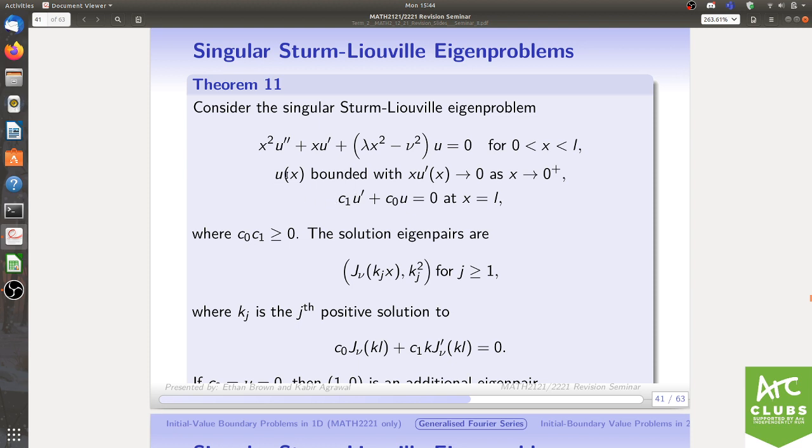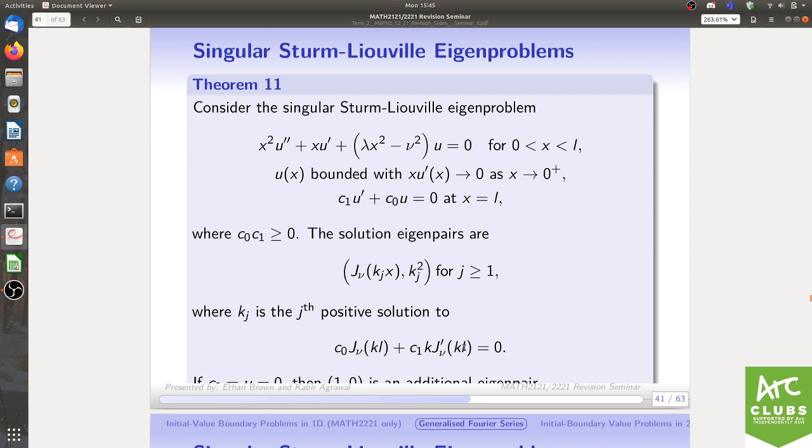And what we can do is, if we suppose that u of x is bounded as x approaches 0, and x u dash is bounded as x approaches 0, with this extra boundary condition, then now we have two sets of boundary values. u of x is finite, and x u dash is also finite, as well as at x equals L, we have 0. Alright, so if we also have c0 times c1 greater than or equal to 0, in other words, your coefficients are either both positive or both negative, or both of them are 0, then the eigenpairs will always take on this form, where kj is the jth positive solution to the following equation.